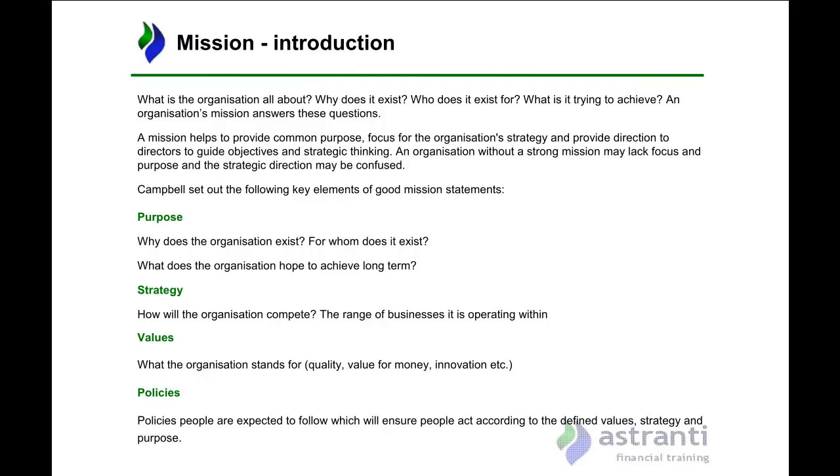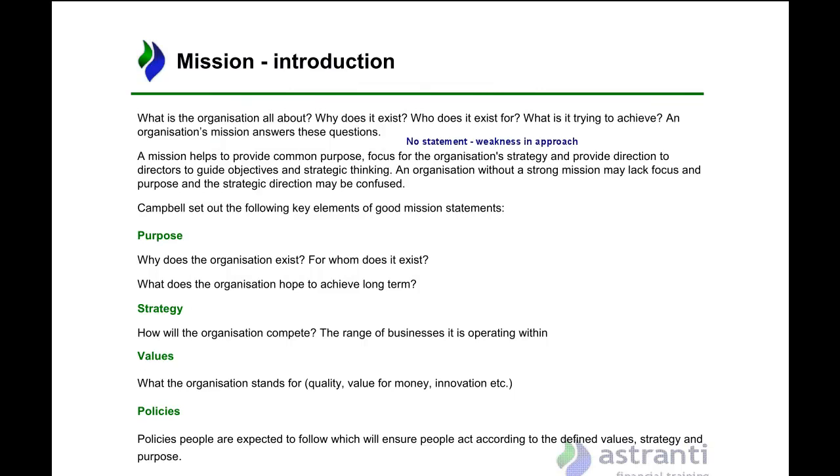Now, we weren't told any specific mission or objective statements within the pre-seen. If they don't have one, this could be considered a weakness in the company's approach. The reason why this is a weakness is because a mission statement helps gel everyone together. Everyone who works within the organization, everyone who contributes to the organization, be they shareholders and various stakeholders, gets bought into the company by a good mission statement.